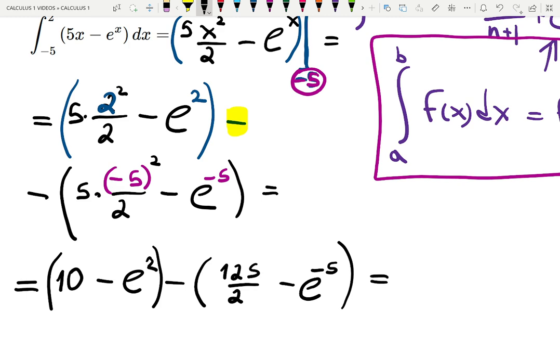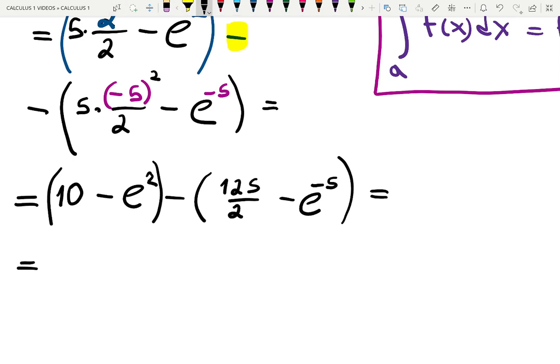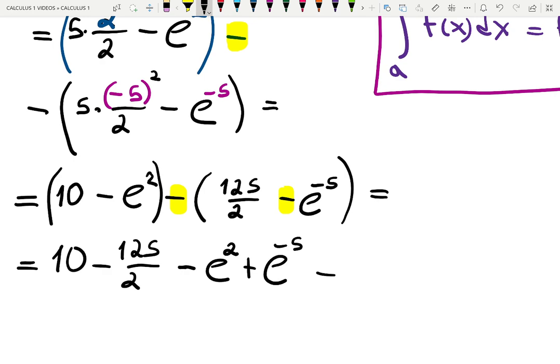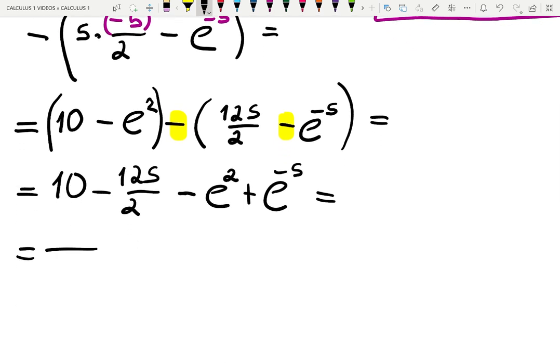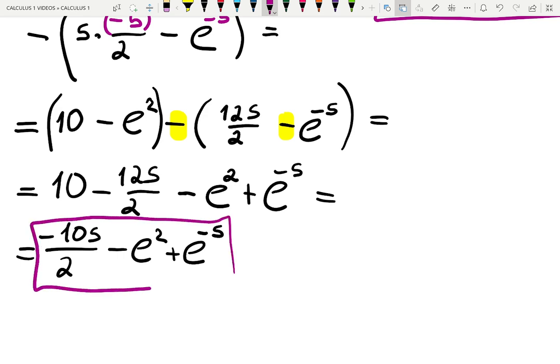There's nothing you can do here. And now you collect the coefficients. You cannot collect e to the 2 and e to the minus 5, but at least you can simplify the constants. 10 minus 125 over 2 minus e squared, minus and minus gives you plus e to the minus 5. And the final answer becomes, create common denominator, 2. Then it's going to be 20 minus 125, which simplifies, and I just want to simplify it right away: negative 105 over 2, minus e squared and plus e to the negative 5. And there is no need to have plus c at the end. This is the final answer.